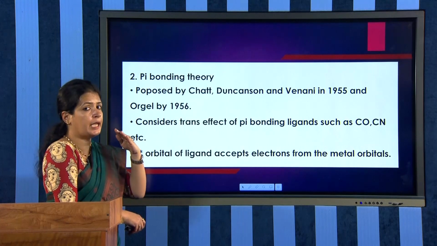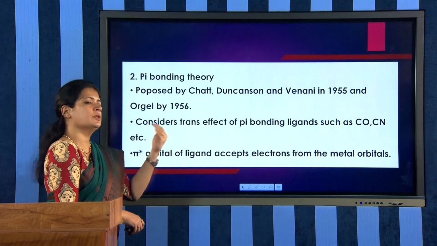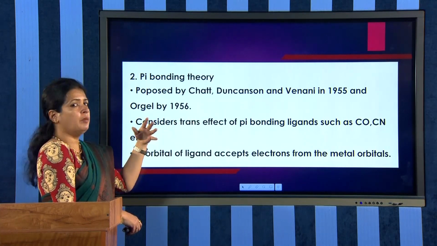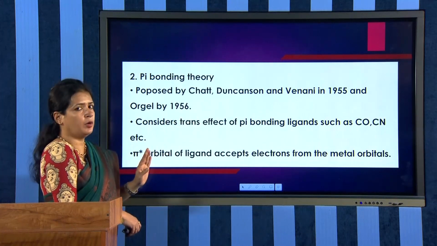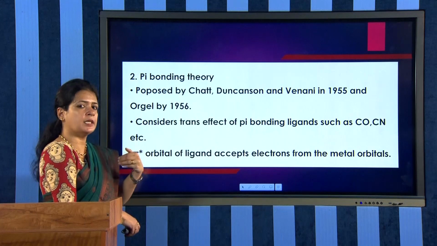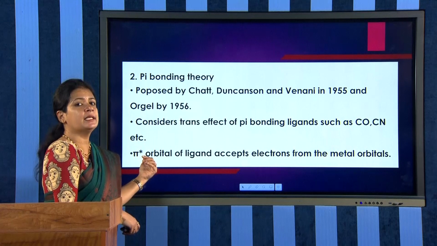Pi star means the anti-bonding orbital of the ligand that accepts the electrons from the metal orbital, because it is a pi bonding ligand. CO, CN, etc. are pi bonding ligands. They will be accepting the electrons from the metal orbital. To where are they accepting? They are accepting the electrons into the pi star orbital.